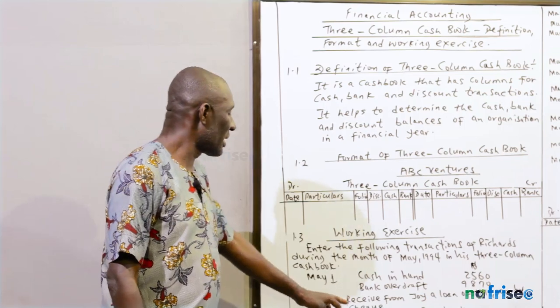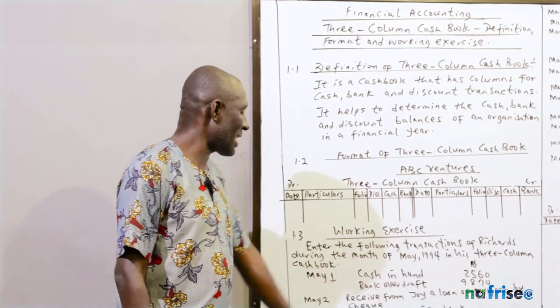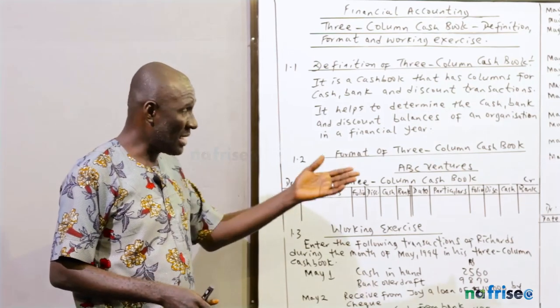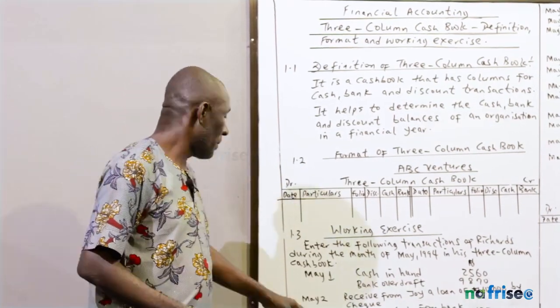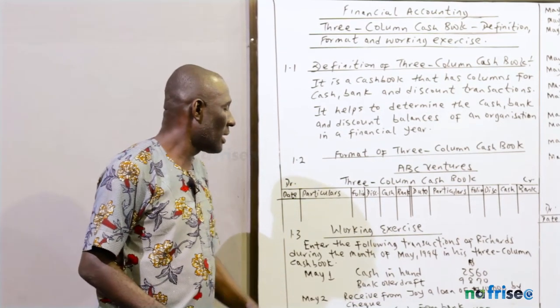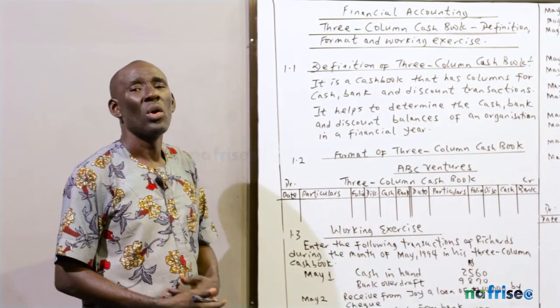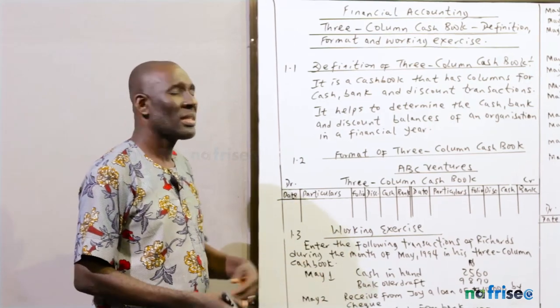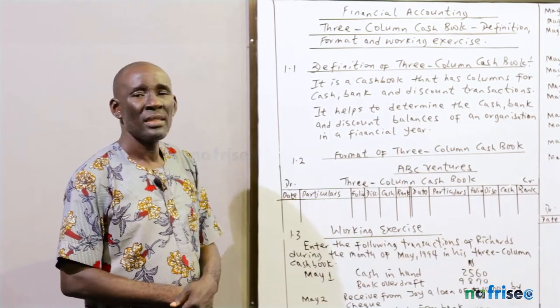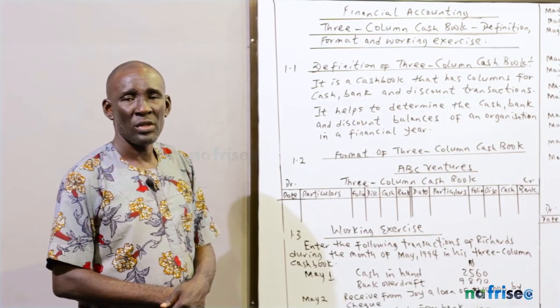May 2, received from Joy a loan of 10,000 by check. You can see the essence of the columns. We shall see them in the course of our posting. May 5, withdrew cash from bank for use in the business, 25 naira. We shall see what this transaction implies as far as recording it in the three-column cash book is concerned.